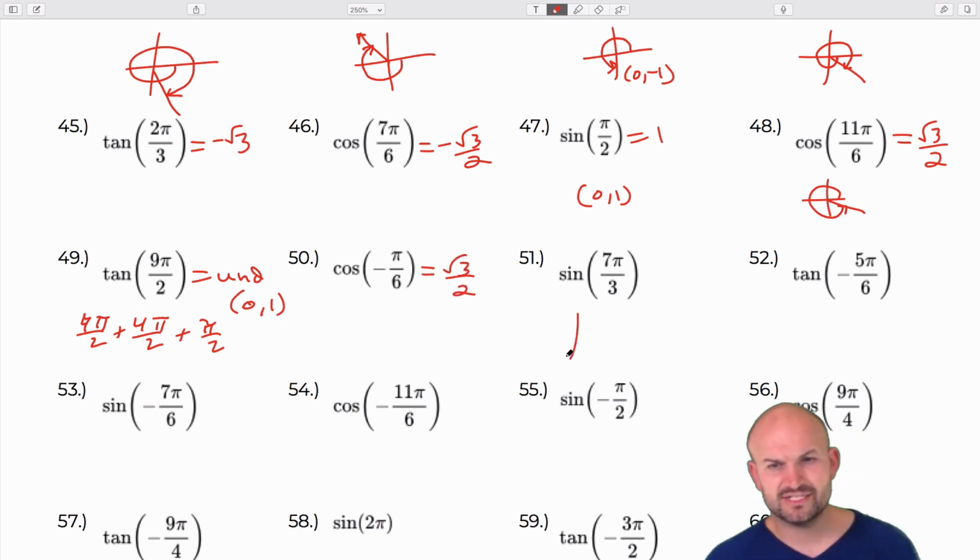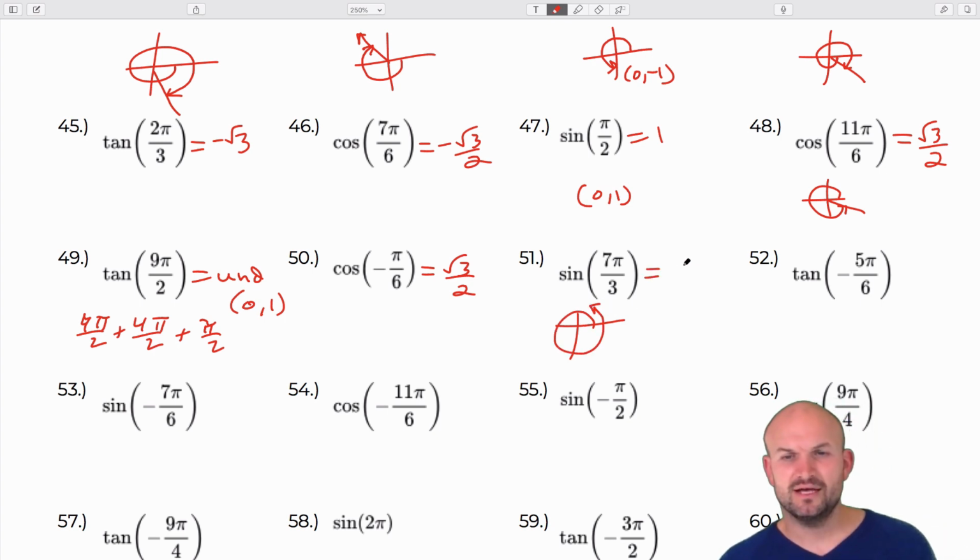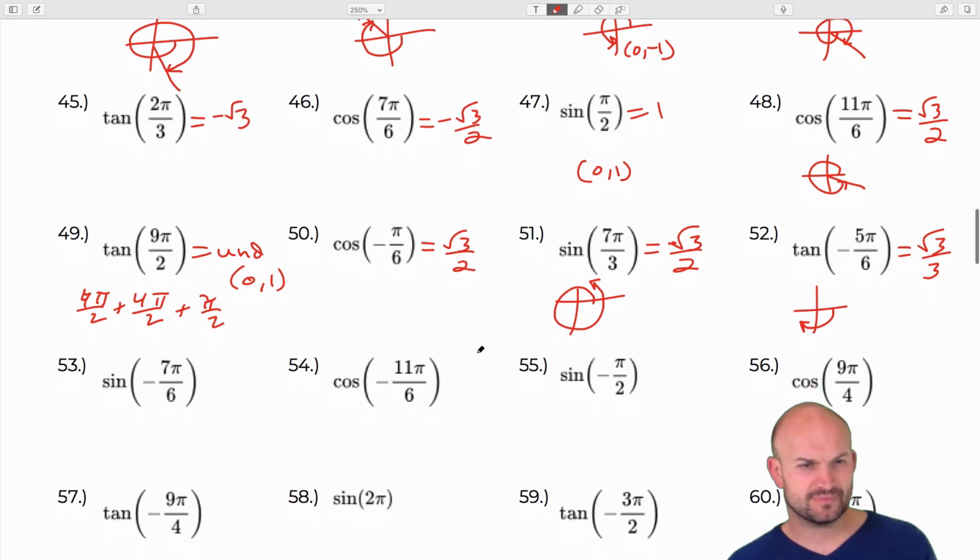7 pi over 3, that is going to be over 1 revolution. 7 pi over 3, so reference angle of pi over 3 in the first quadrant. So therefore, that is square root of 3 over 2. Here we have a reference angle of pi over 6. Negative 5 pi over 6 is going to be right there. So that's in the third quadrant, so it's going to be positive. So that's square root of 3 over 3.